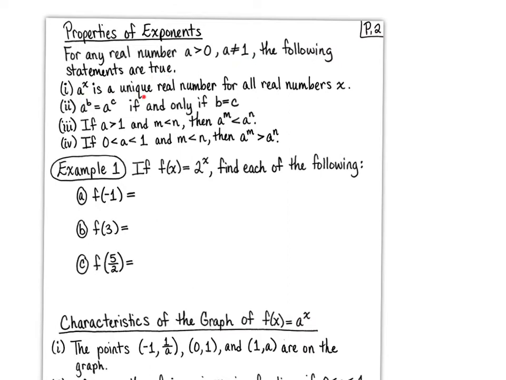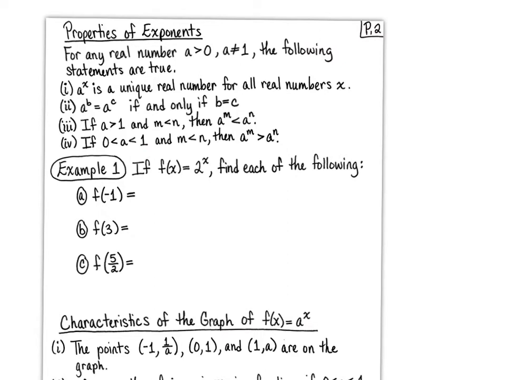A to the x is a unique real number for all real numbers x. A to the b equals a to the c if and only if b equals c. So this is where you're using the property of 1-to-1 here. If a is greater than 1 and m is less than n, then a to the m is less than a to the n. If a is between 0 and 1 and m is less than n, then a to the m is greater than a to the n. So make sure you understand that, notice it reversed the sign whenever a is between 0 and 1.